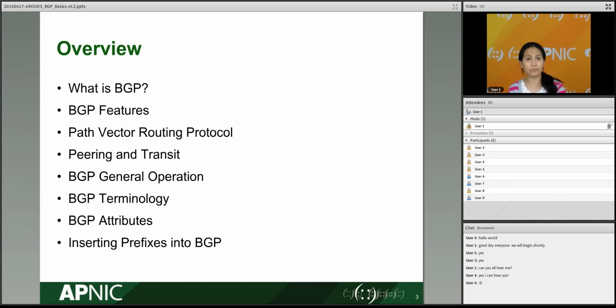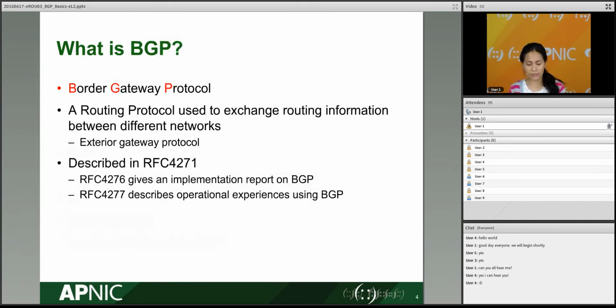And then some examples towards the end on how you can add or configure BGP on your, I think the example that we have here is Cisco router, and how you can announce a prefix or an IP address block that is assigned to you. Okay, let's go on to the details of that.